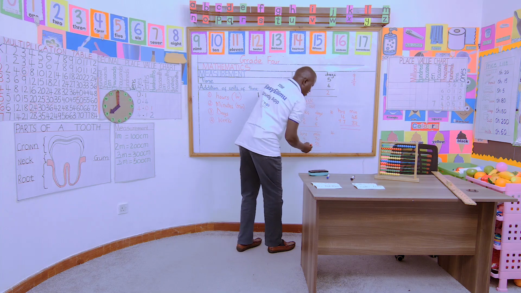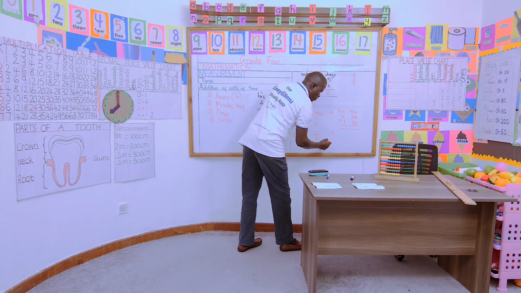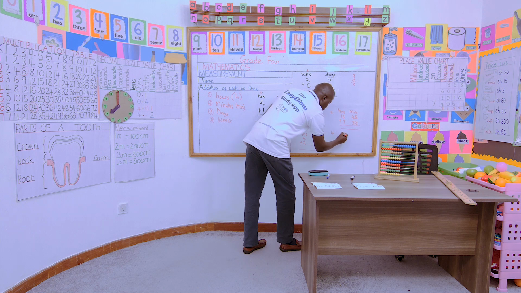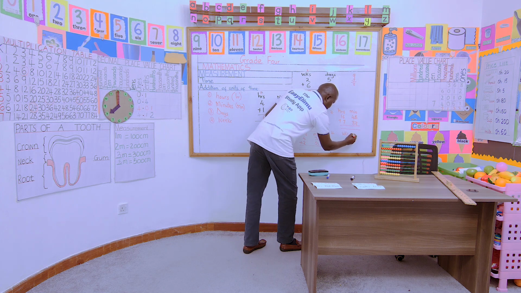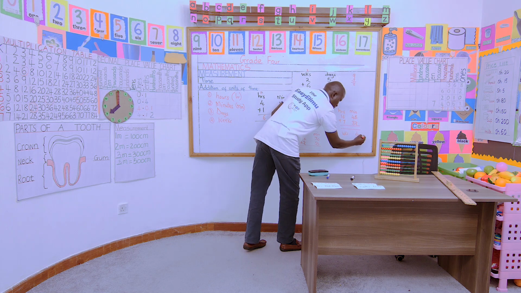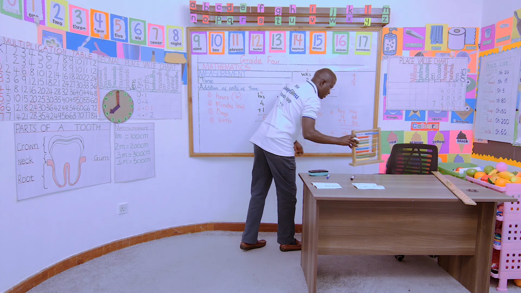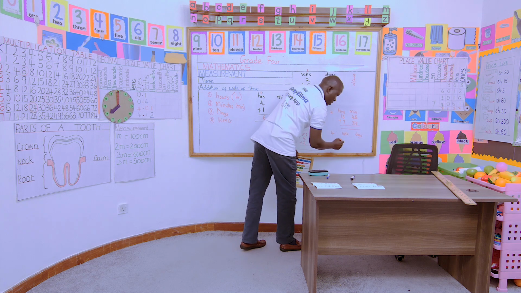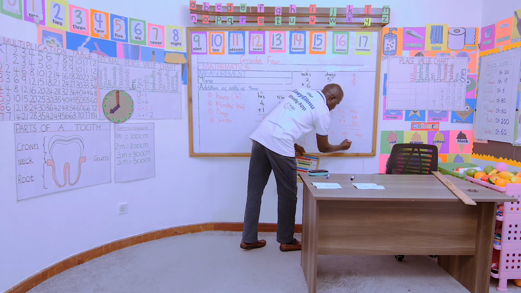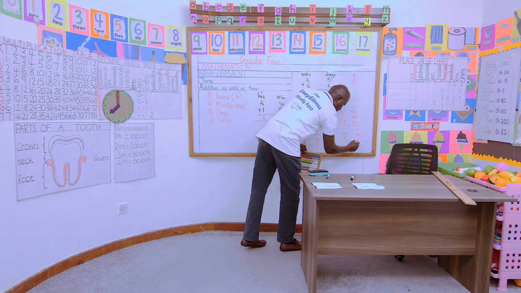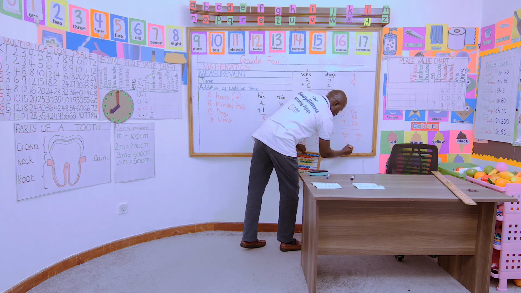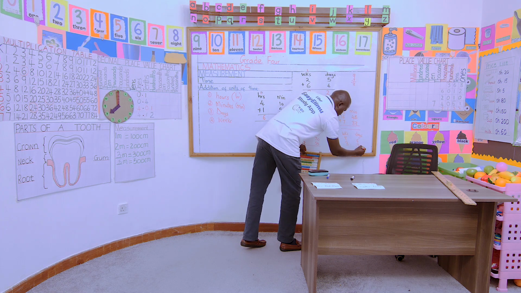Task number 4, and the final one, we have weeks and days. So how many weeks do we have? We have 9 weeks and 6 days plus 3 weeks and 5 days.